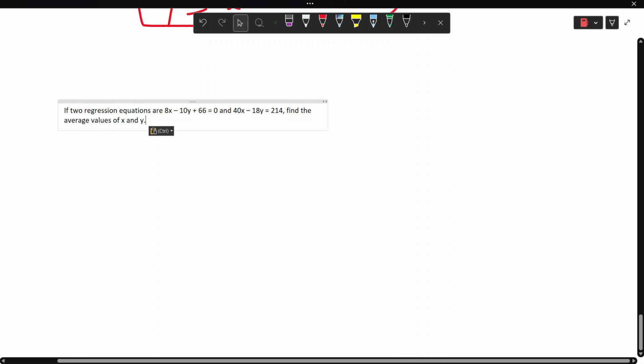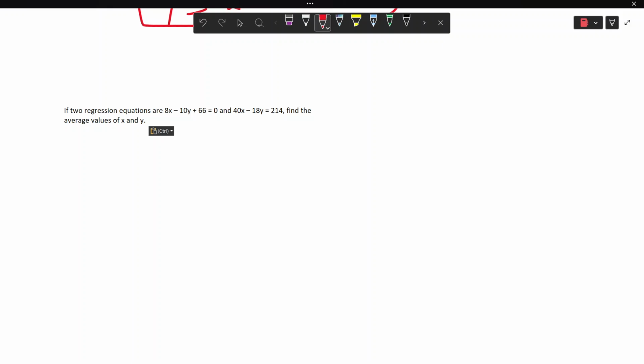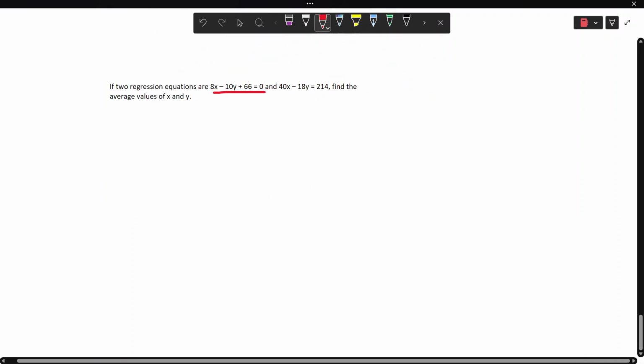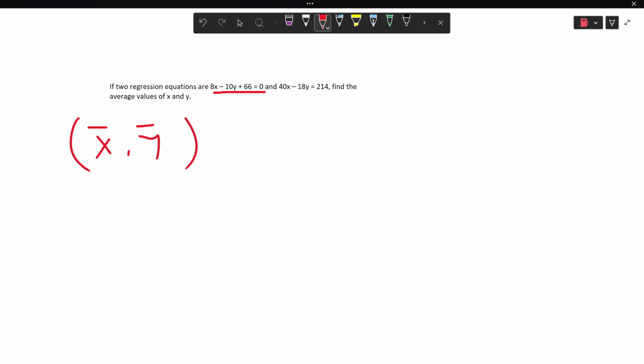So in this scenario, if you have two regression equations and you have to find the averages, you have to find the average of x and the average of y. How do you find it? Where we have two regression lines or equations, their intersection gives you the average. That's where the two regression lines meet. The point where they meet is their means or their averages.